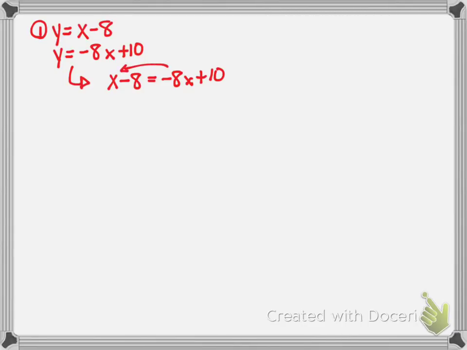Alright, so then we're going to move the x over and make that positive x. And so put those together makes 2x. Then we're going to move the negative 8 over to the 10 and make that 18. Divide by 2. And so x equals 9.